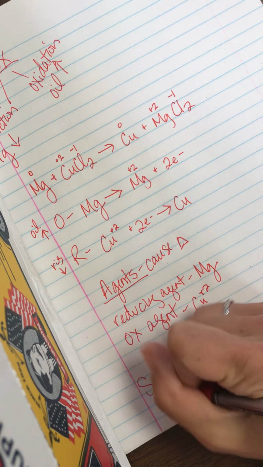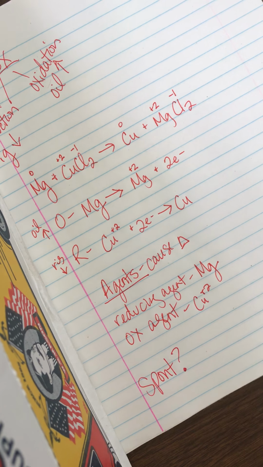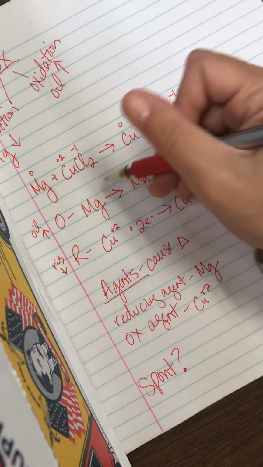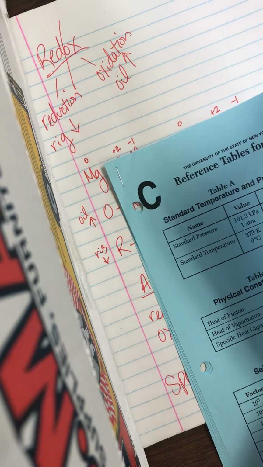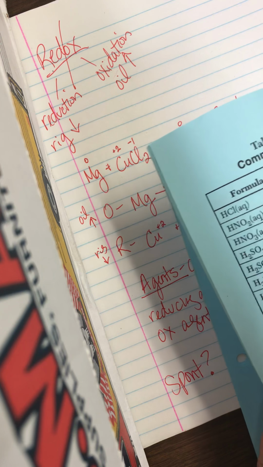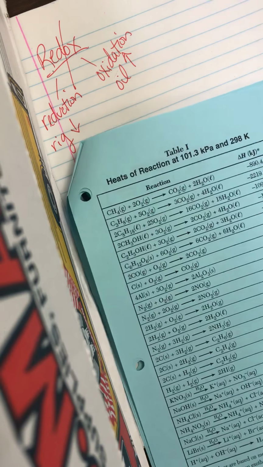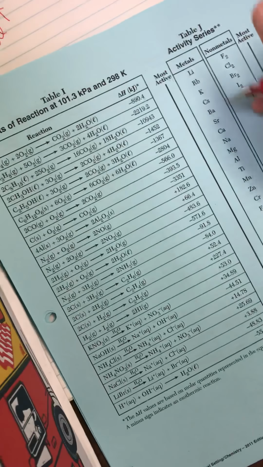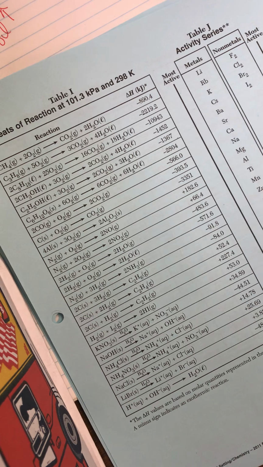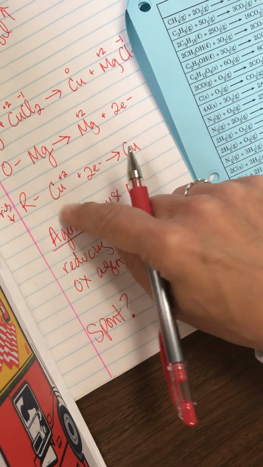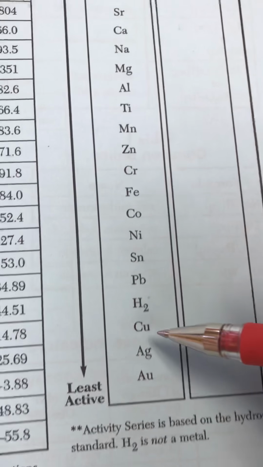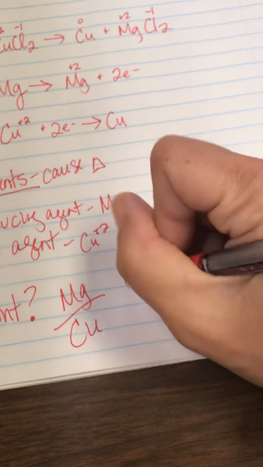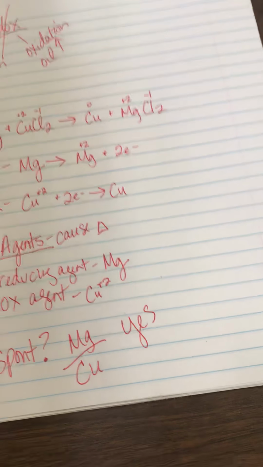And the last thing I want to talk about is, would this reaction be spontaneous or not? So these are both metals, so I can use table J. So go to table J. Metals are left side losers, so they want to oxidize. So I want the metal that's being oxidized to be higher on table J than the metal being reduced. So Mg is oxidized, Cu is reduced, so I'm expecting Mg to be higher than Cu on table J. There's Mg, here's Cu. It is higher. So yes, it would be a spontaneous reaction.